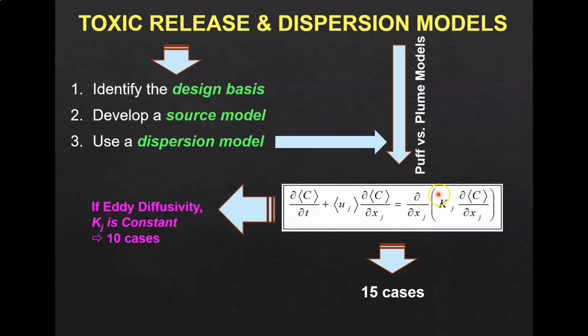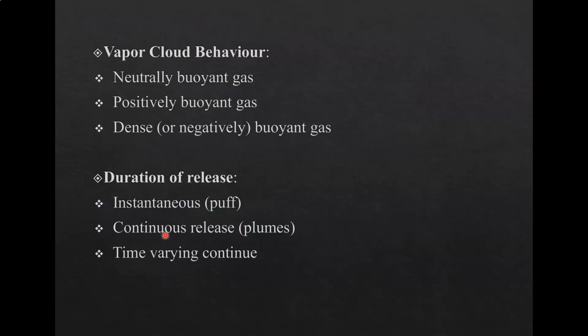For eddy diffusivity, Kj, we assume it is a constant, so it involves 10 cases where Kj is a constant. As a recap also, for vapor cloud behavior, there are 3 different cases, which are neutrally buoyant gas, positively buoyant gas, and also negatively or dense buoyant gas.